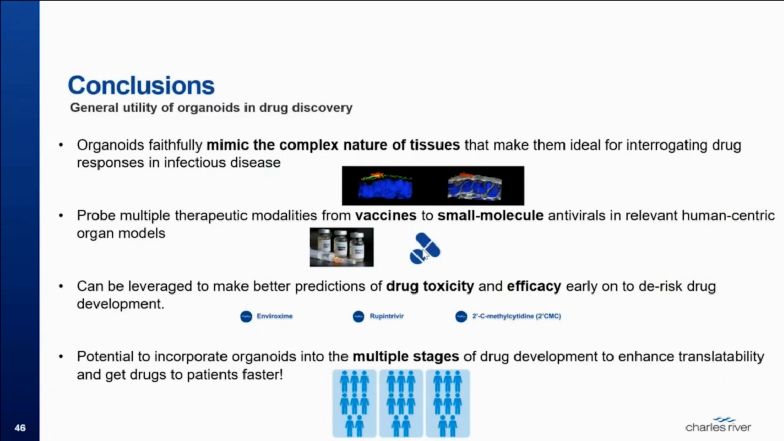times. And I think perhaps the key idea to get across today is that these organoids can be leveraged to make better predictions of both drug toxicity, so the gut organoid examples are really pertinent here, and efficacy when it comes to the vaccines. So you can kind of de-risk that drug development earlier on. And I think hopefully what we've convinced you of is there is potential to incorporate organoids into multiple stages of drug development to enhance that translatability and hopefully get those drugs to patients faster.